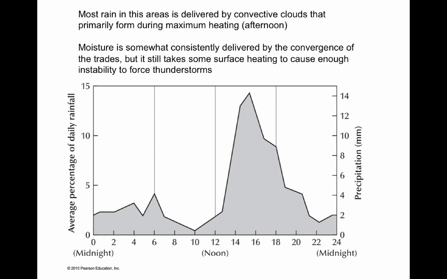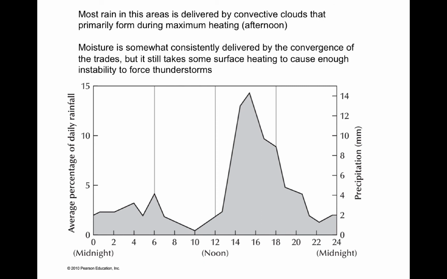Most rain in this area is delivered by convective clouds that primarily form during maximum heating in the afternoon. Moisture is somewhat consistently delivered by the convergence of the trade winds, the northeast trades in the northern hemisphere and the southeast trades in the southern hemisphere, but it still takes some surface heating to cause enough instability to force thunderstorms. So they really can predict thunderstorms every day in these zones.